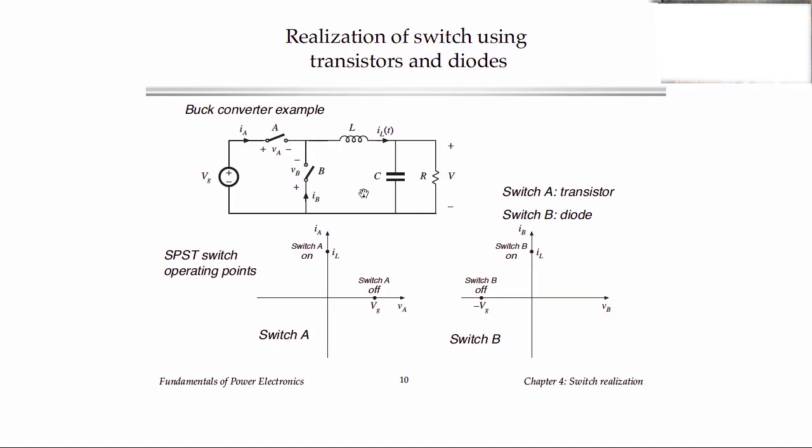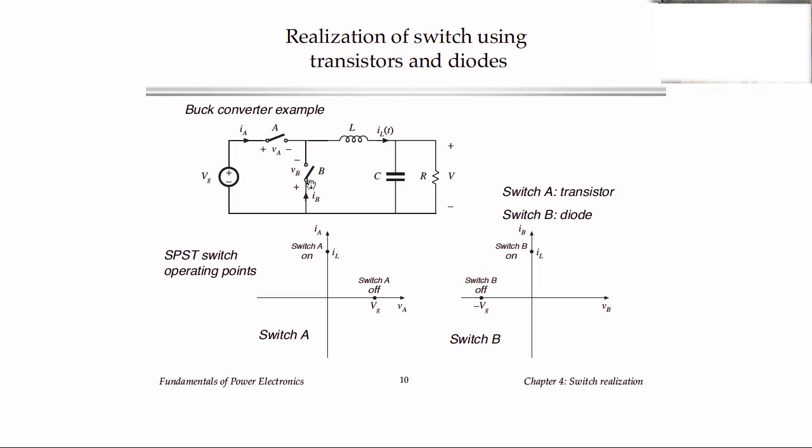So here's an example. Here's our buck converter again, and what I've done here is draw the switch in the buck converter as two single pole single throw switches. And what I want to do now is illustrate by example how to go through the analysis of those switches to decide how they must be realized with transistors and diodes.